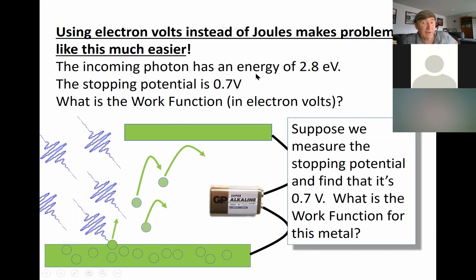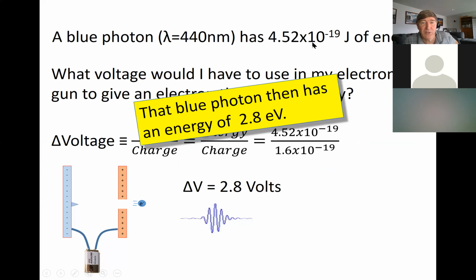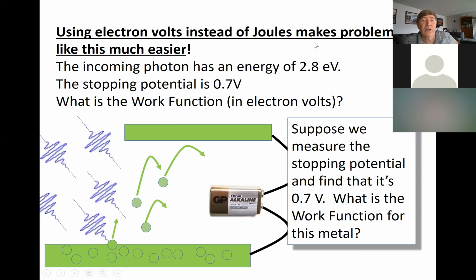So we're going to redefine the energy of the photon. Instead of calling it joules, we're going to put it in electron volts. We're not going to say that the energy of the blue photon is 4.52 times 10 to the negative 19 anymore. We're now going to say that the blue photon has an energy of 2.8 electron volts.